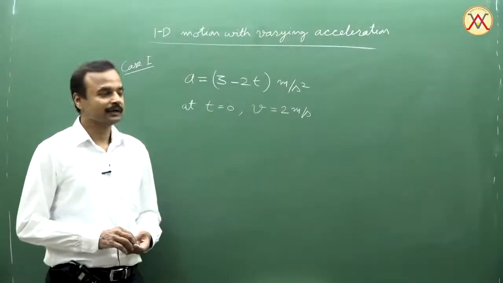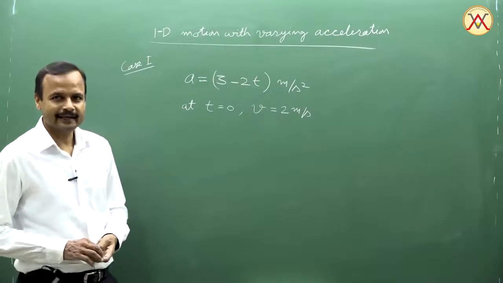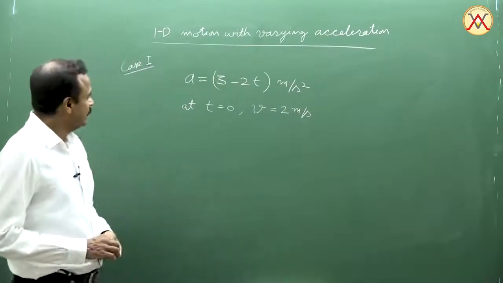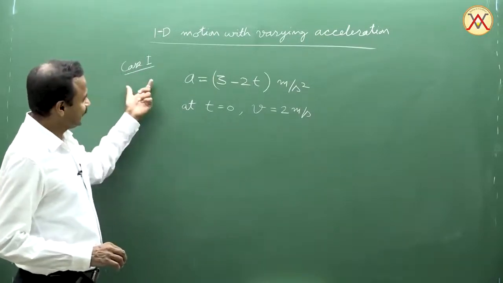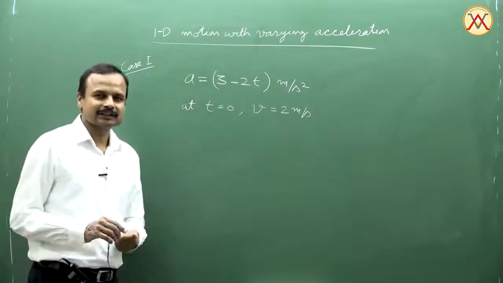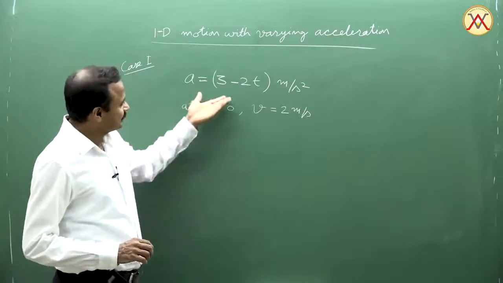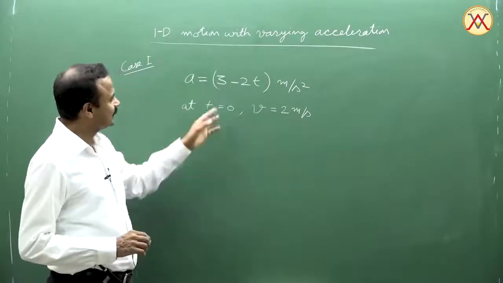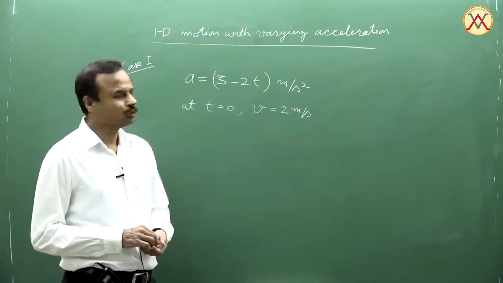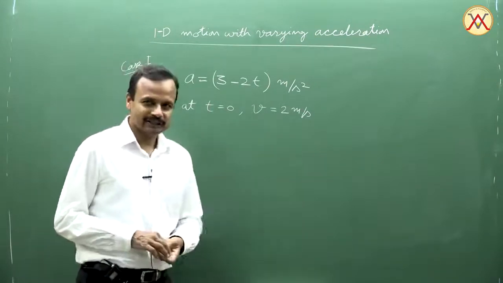We now come to the case of one-dimensional motion with varying acceleration. In the first case, acceleration is given to us as a function of time. Say, for example, here it is given as 3 minus 2t meter per second square, where t is in seconds.